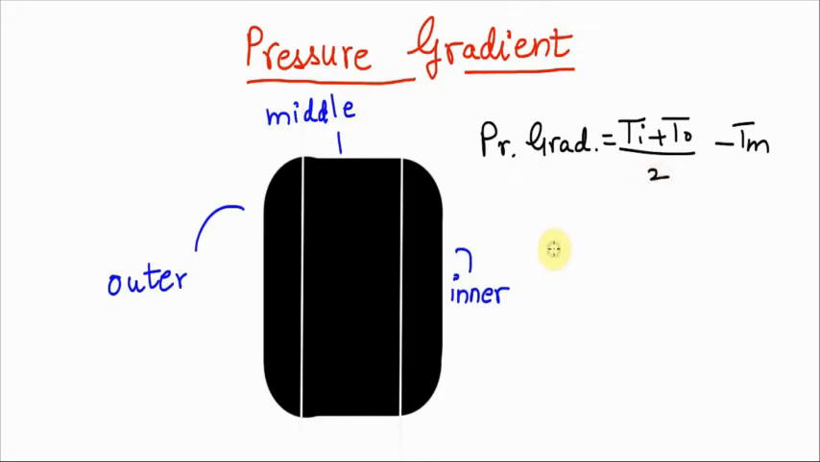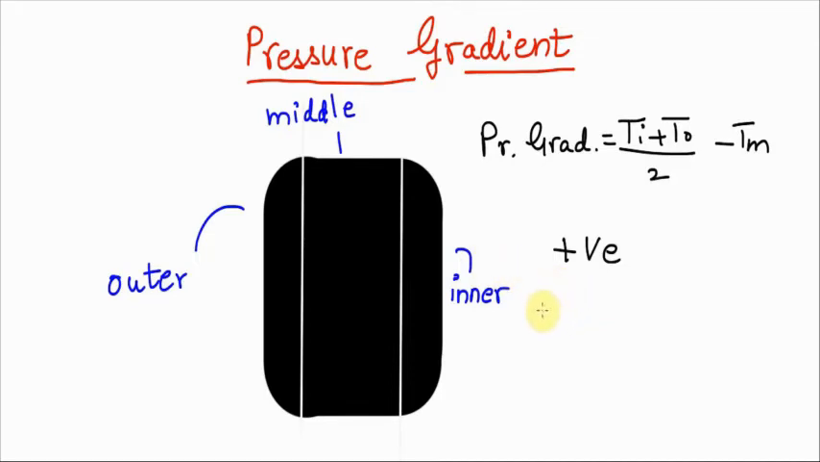Now, how can we determine the pressure gradient by this formula? If we get a positive value from this formula, that means the pressure gradient in the tire is more, and hence we need to release some amount of air pressure.